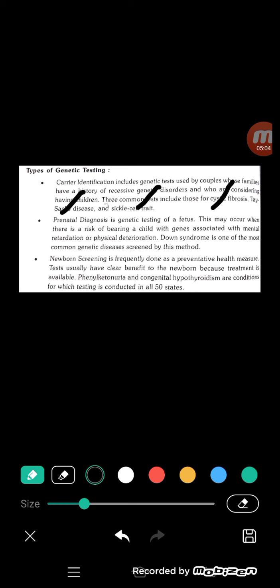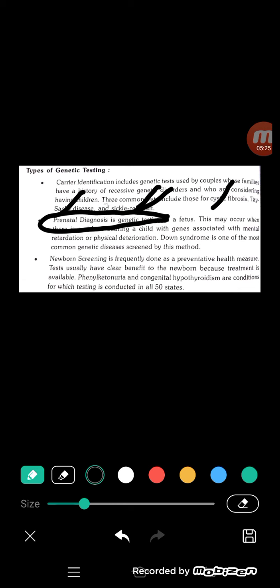And prenatal diagnostic genetic testing on the fetus. Prenatal diagnostic tests may be used when there is a risk of bearing a child with a gene associated with mental retardation, physical retardation, Down syndrome, and any other changes in the baby. These are identified with the one test called the prenatal diagnostic test.